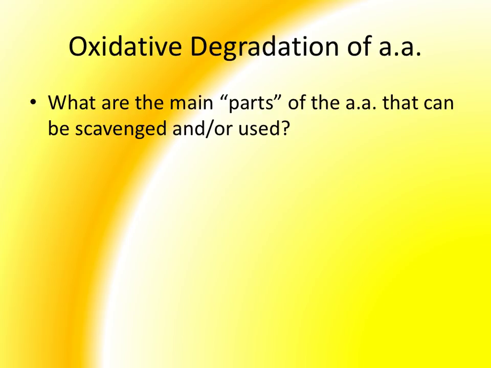All right, so one of the main parts of the amino acid that we have to be scavenged and reused. There are only three parts to an amino acid, right? We have what makes an amino acid an amino acid: an amino group, a carboxyl group, and then the side chain, because hydrogen itself isn't useful. So we've got these three parts that we can utilize for energy or for parts.